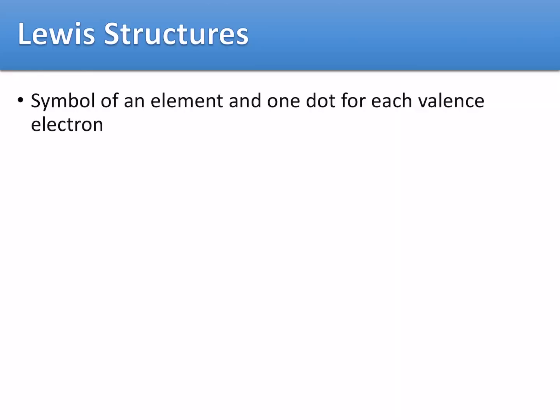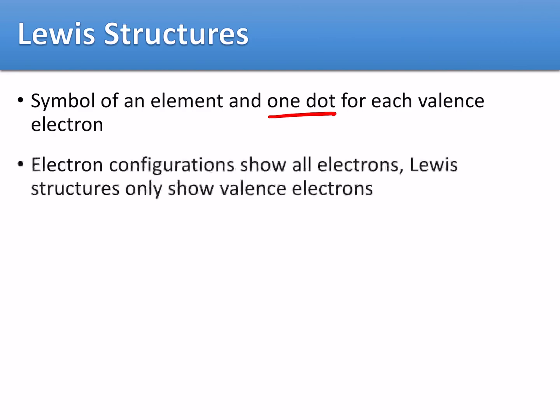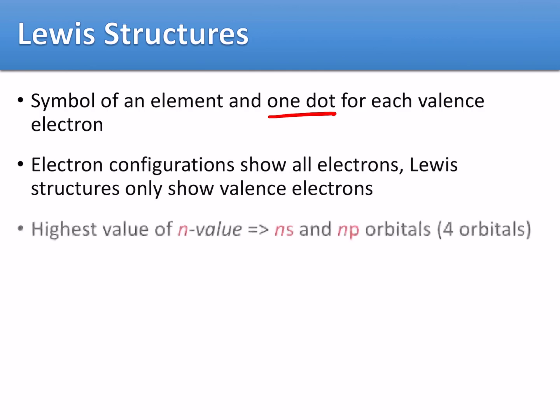So again, remember, we have 1 dot for the Lewis symbol, we have 1 dot for each valence electron. And in the Lewis structures, we are just focusing on those electrons. We forget about everything else. We forget about even the d orbital electrons sometimes. Okay, main group, we are only interested in the s and p orbitals, and that refers to the largest value of n, the principal quantum number. Okay, these are 4 orbitals, means 8 electrons.